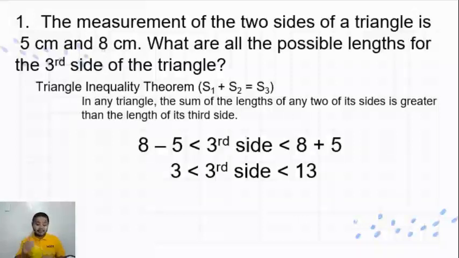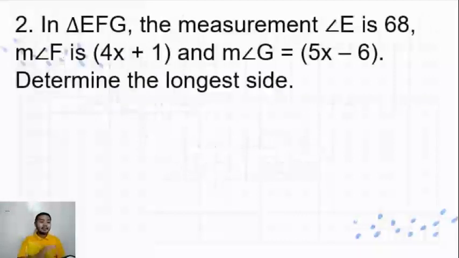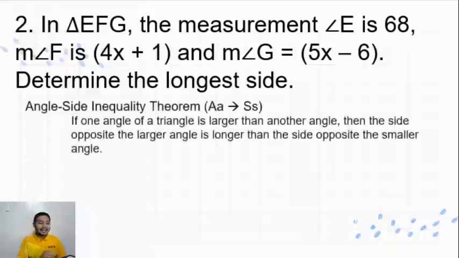Okay? Sunod tayo. Number 2, in triangle EFG, the measurement of angle E is 68, the measurement of angle F is 4x plus 1, and the measurement of angle G is 5x minus 6. Determine the longest side. O, isipin natin. Given yung mga measurement ng angle tapos pinapahanap yung longest side, ano kaya sa tingin ninyo yung theorem na gagamitin dito? Okay, so tama ka dyan. Angle side inequality theorem. Okay?